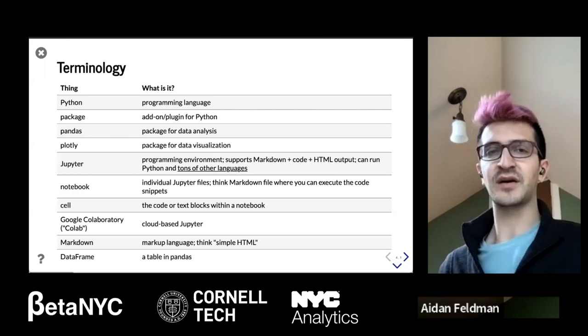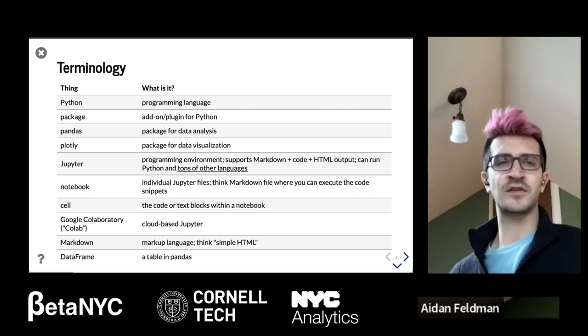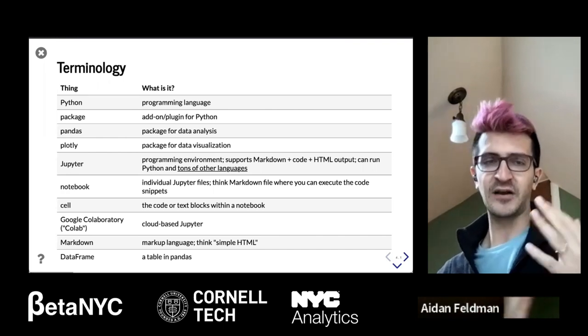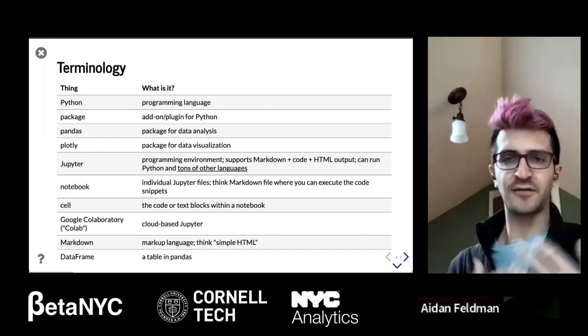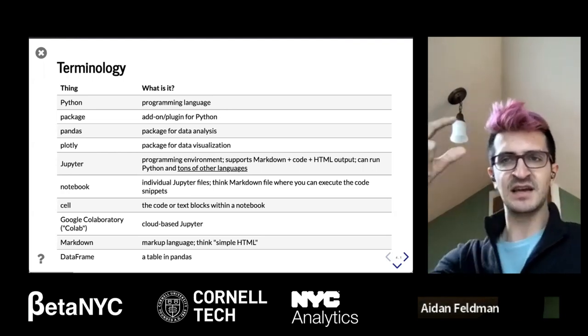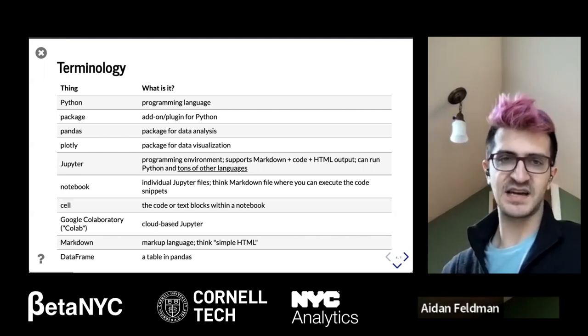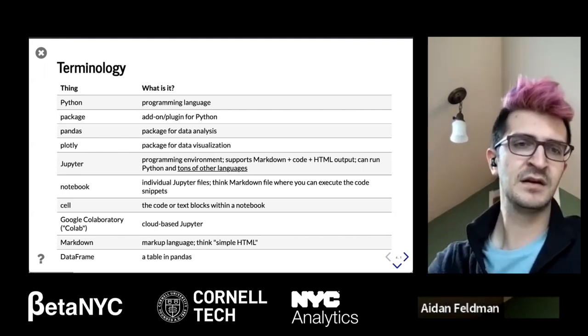So it can run Python, that's what we're using it for, but it can also support a bunch of other languages. So the individual Jupyter files are called notebooks, and they support Markdown for that text formatting, and then you can execute code snippets, and it's broken up into chunks, which are called cells. So those are the individual blocks, which are either text or code.